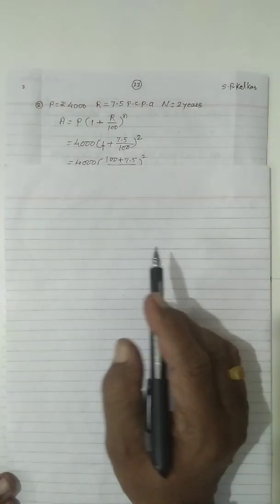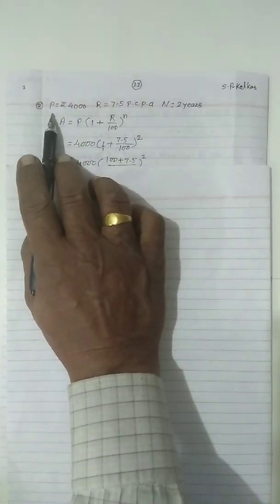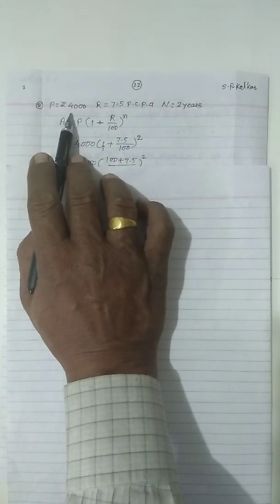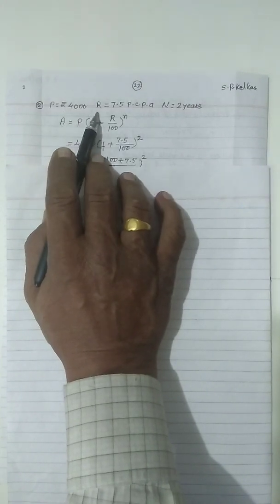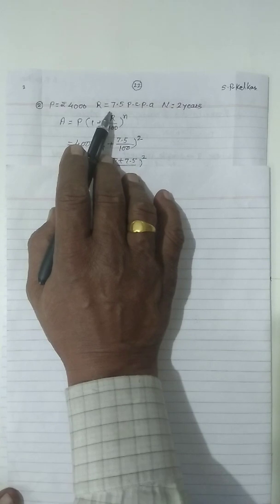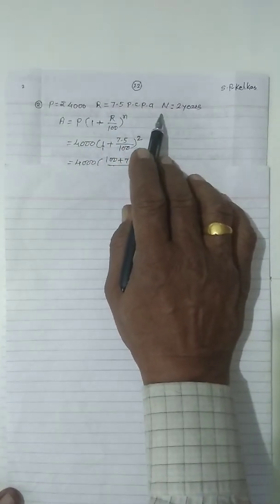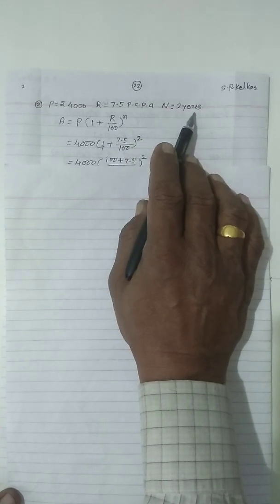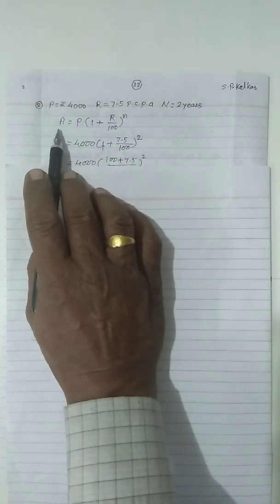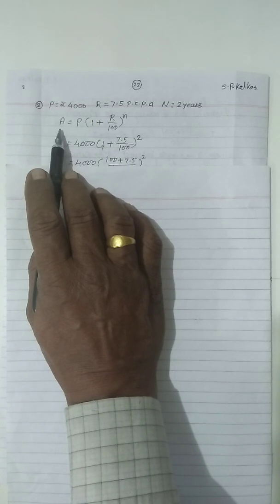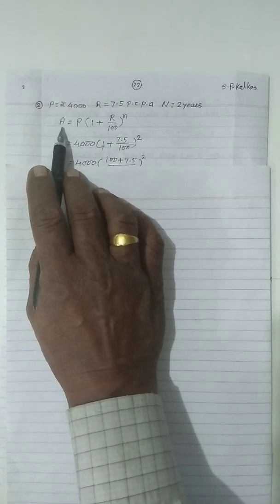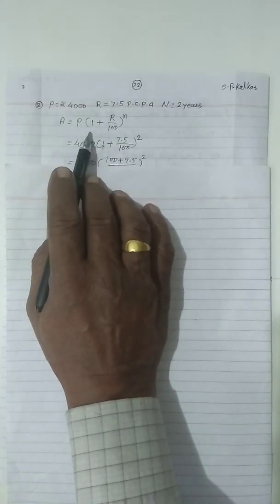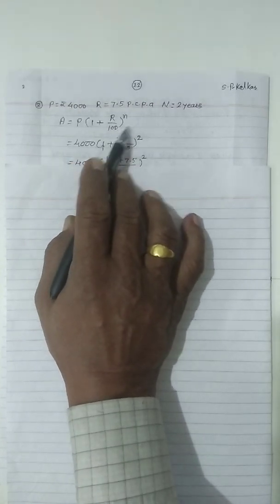Today we are going to take some examples which depend on compound interest. See the example. Principal amount is rupees 4,000. Rate of interest is 7.5 percent per annum. Duration, that is the time period, n equal to 2 years. Now write down the formula for finding the amount by using compound interest: A equal to P into in bracket 1 plus R divided by 100 raised to n.